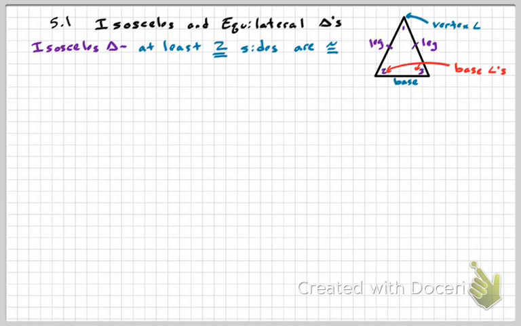So just one more time, to review that. The two sides that are the same length are called the legs. The angle that's between those two is called the vertex angle. Then the third side that's not the same length, we call that the base. And the angles that are made between the base and the two legs, we call those the base angles.